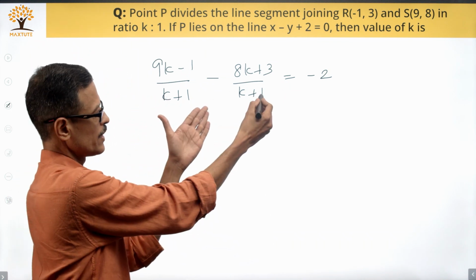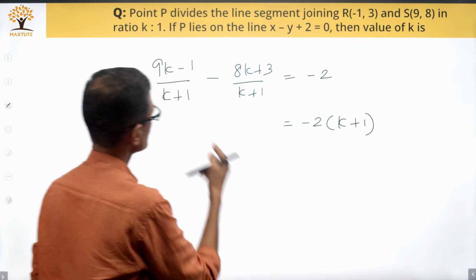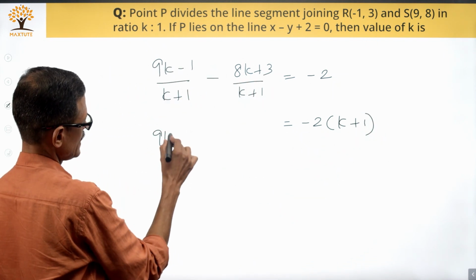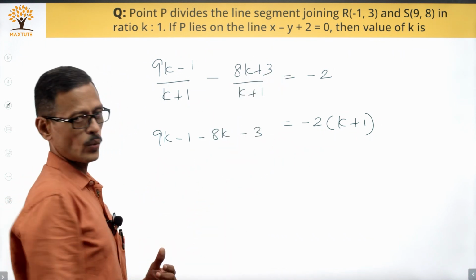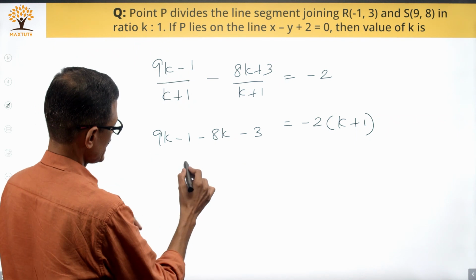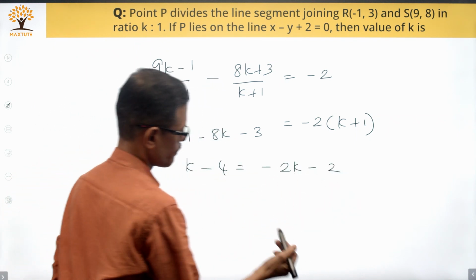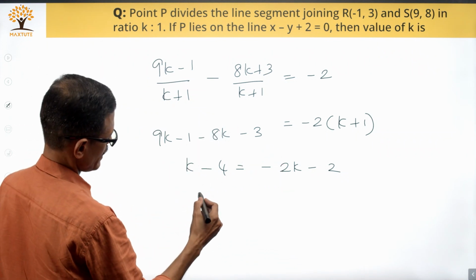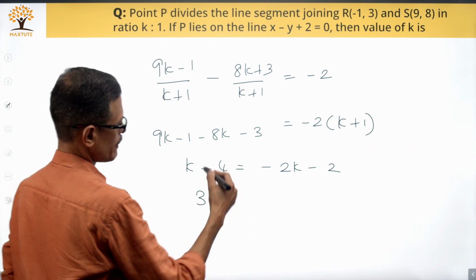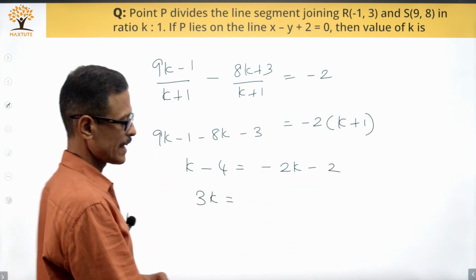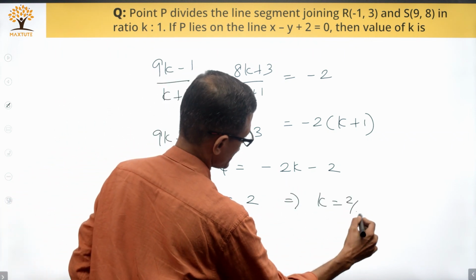Now k plus 1 is a common denominator. We'll cross multiply it. It becomes minus 2 times k plus 1. The numerator is essentially going to be 9k minus 1 minus this value, which is minus 8k minus 3. 9k minus 8k is k, minus 4 is equal to minus 2k minus 2. Take the minus 2k to the left hand side, which makes it k plus 2k, which is 3k, is equal to the minus 4 going to the right hand side as a plus 4, 4 minus 2 is equal to 2. 3k equals 2, translating to k is equal to 2 by 3.